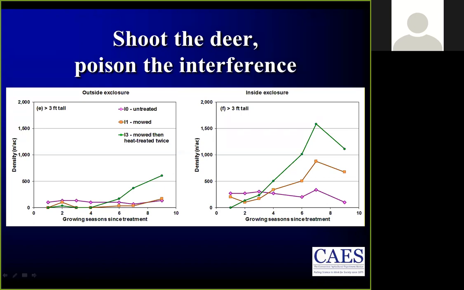While inside the enclosure, we hit that 500 mark 4 seasons after we did the initial treatment. And we actually got up to 1,500 per acre, 3 feet high, and go, well, you know what? It looks like it's starting to fall. Well, it's starting to fall because a lot of those 3-footers are now 6, 9, 10 feet high.